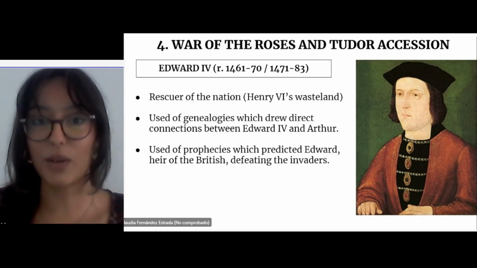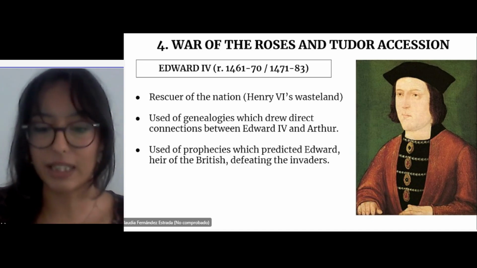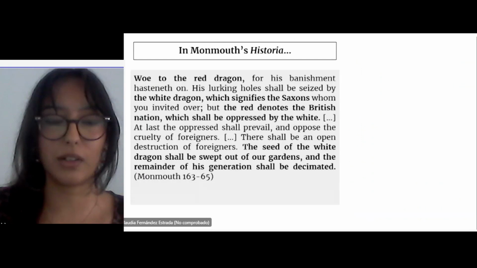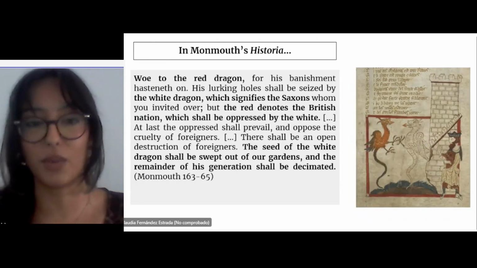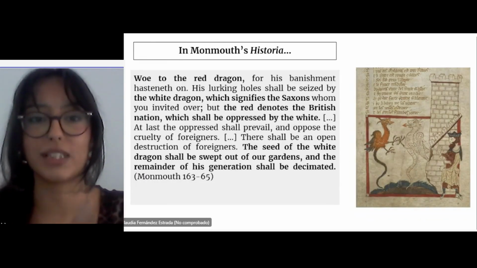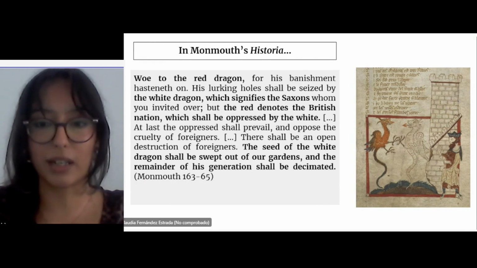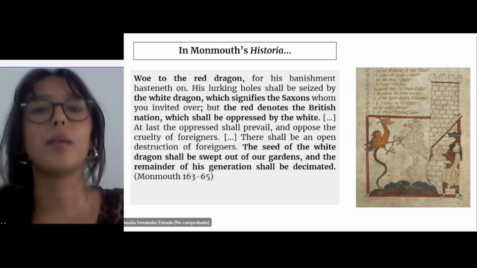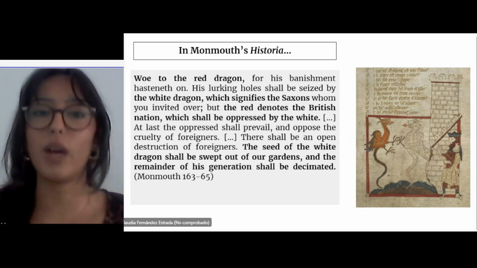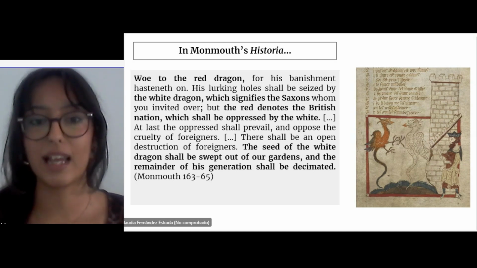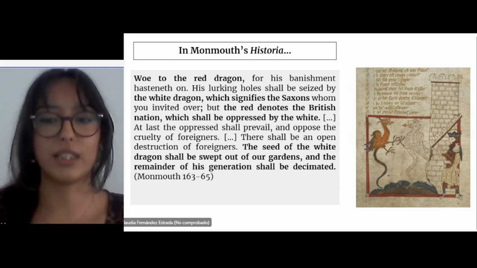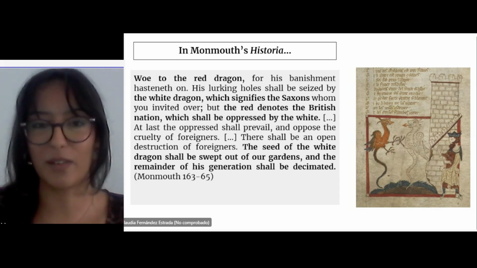And they were also very fond of prophecies. Particularly the prophecy of the Red Dragon, which appears in Monmouth's history. This prophecy says that the Red Dragon, which represents the British people, is going to be oppressed by the White Dragon, which represents the Saxons, meaning the foreigners, the invaders. But ultimately, the Red Dragon is going to destroy the White Dragon.